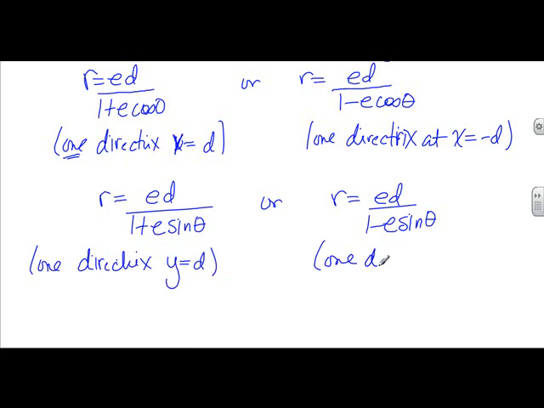So d is a distance, it's always positive. We just make it have an opposite negative value when we need the line to be below the x-axis or to the left of the y-axis. So these four equations will do for any conic section. It's just going to depend on the value of E, whether you have a hyperbola, an ellipse, or a parabola.